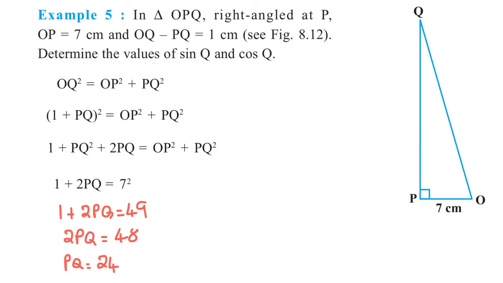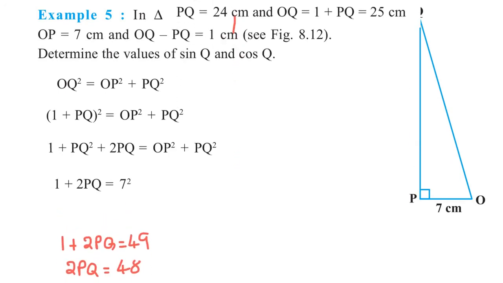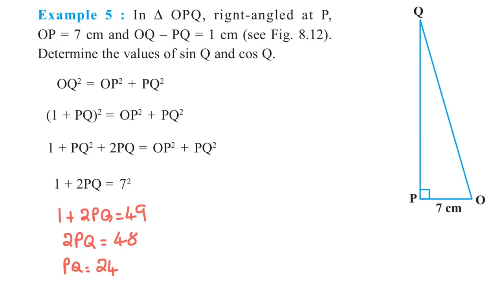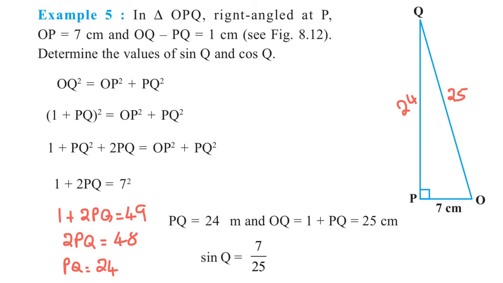So what will OQ be equal to? PQ is 24. So when PQ is 24, OQ is going to be equal to 1 plus PQ, that is 25 centimeters. So now we know what's OP, we know what's OQ, and we know what's QP. So now we can easily find out what is sine Q. Sine is opposite over hypotenuse. So from reference to Q, the opposite side is OP. So 7 over 25. So sine Q is 7 over 25.